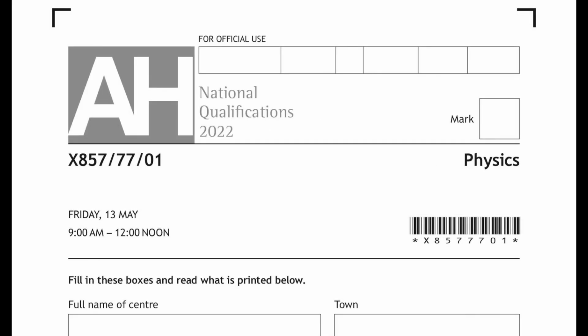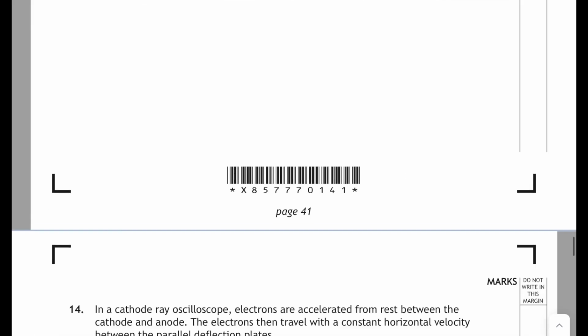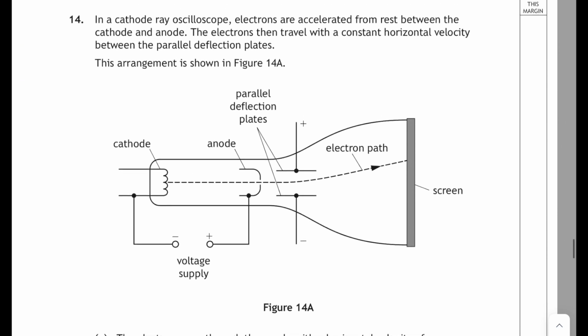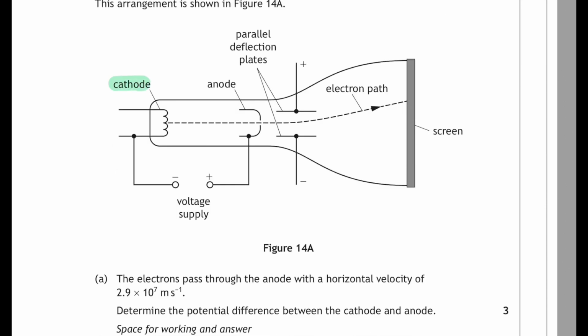We're going to have a look at the 2022 paper, and it's question 14, still on uniform fields. And again, have a go at the question first, and then come back once you're ready to see how we have done it. So in a cathode ray oscilloscope, electrons are accelerated from rest between the cathode and the anode, and the electrons then travel with a constant horizontal velocity between the parallel deflection plates, and this arrangement is shown in figure 14a. So there's the cathode at the left hand side of the apparatus and the anode.